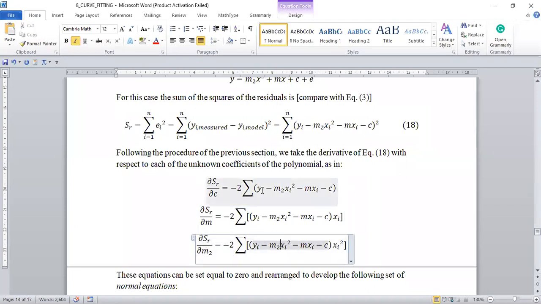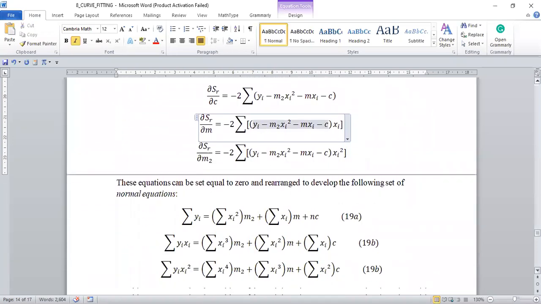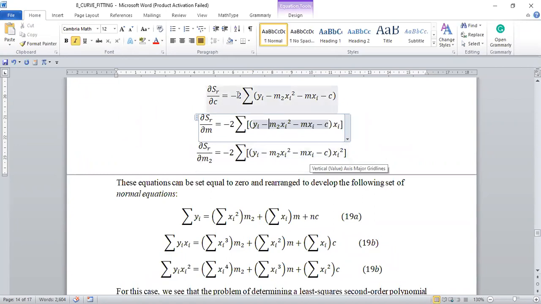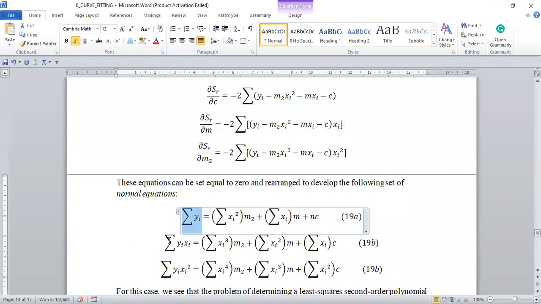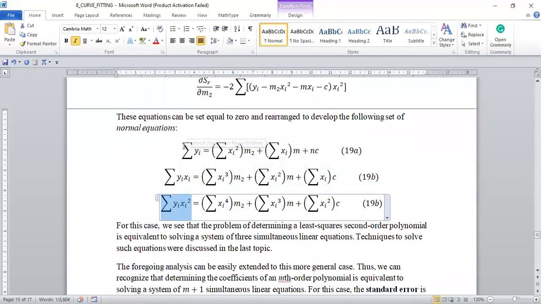Then after that, we are going to equate all of these equations to 0. Then we're going to expand it out. So this minus 2 term will disappear because you divide both sides by -2. So they're going to disappear. Then you make this the subject of formula for this equation. Then this is the subject of formula for the third equation. So we arrive at 3 sets of equations.